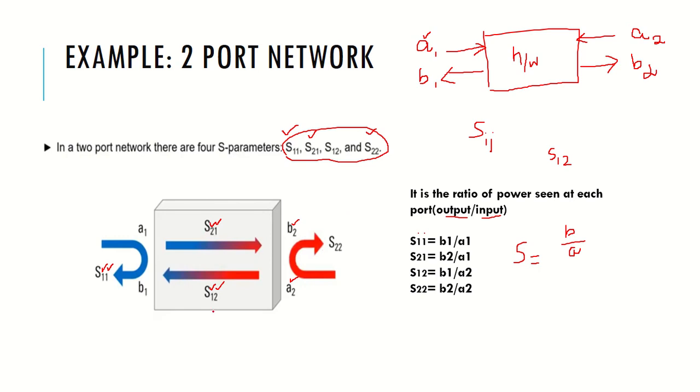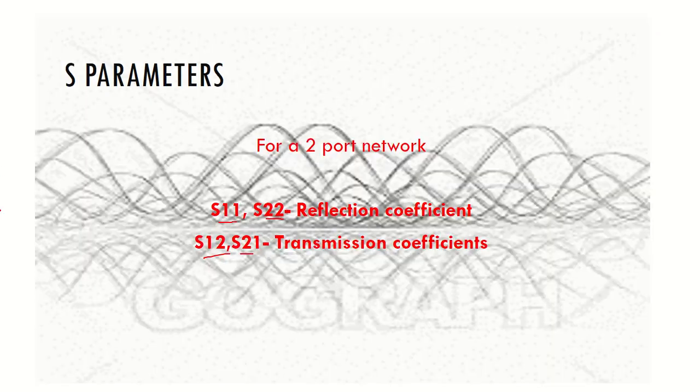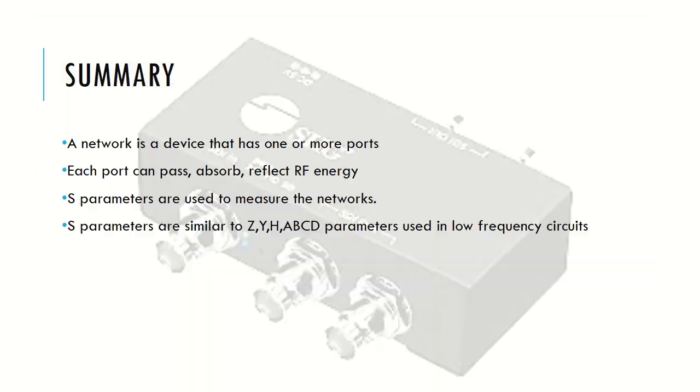What about S21 and S12? S21 means input is given at A1. It goes through the network, and we measure at B2. Here input is given at A2. It goes through the network, and we measure at B1. So these two are called the transmission coefficients. Thus, S11 and S22, we call these two terms the reflection coefficients. S12 and S21 are called the transmission coefficients.